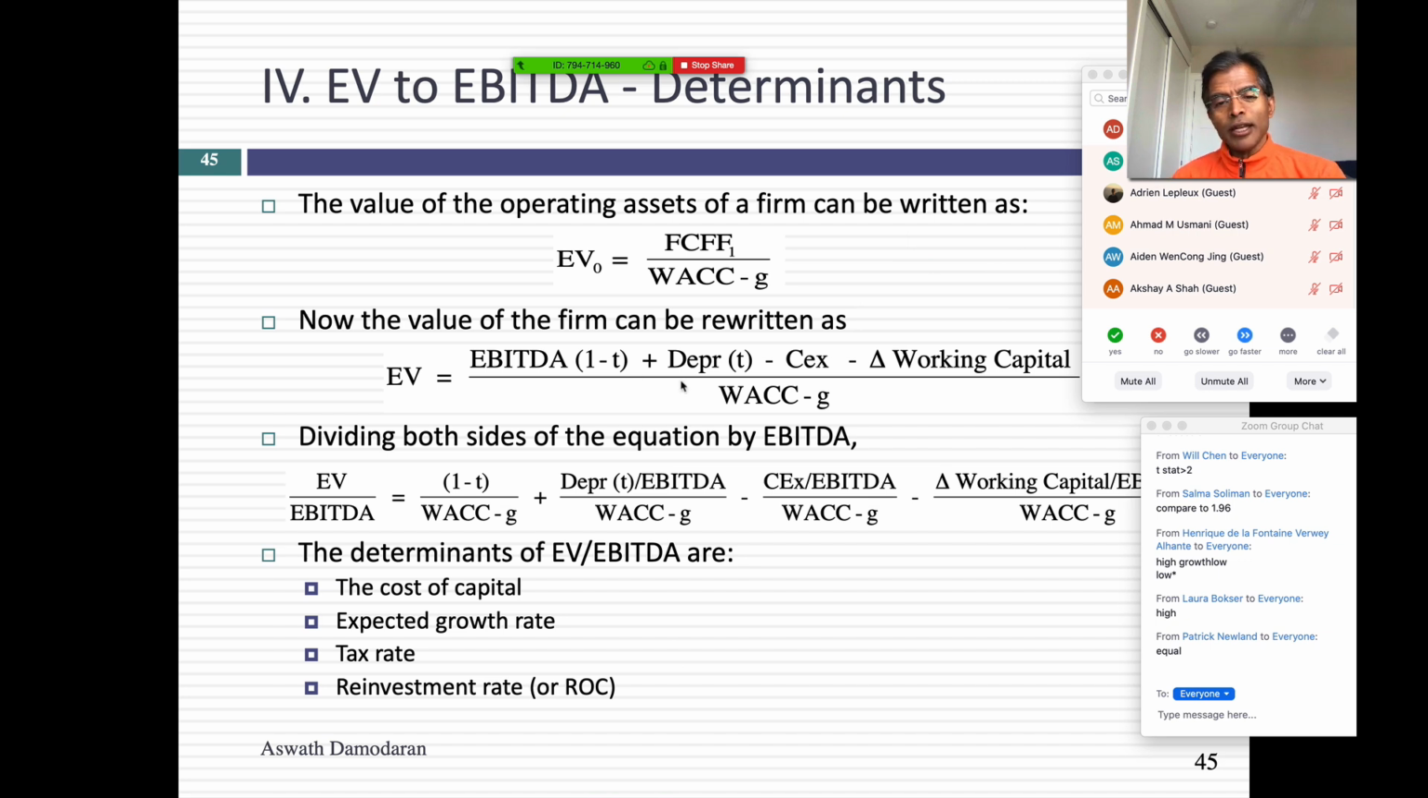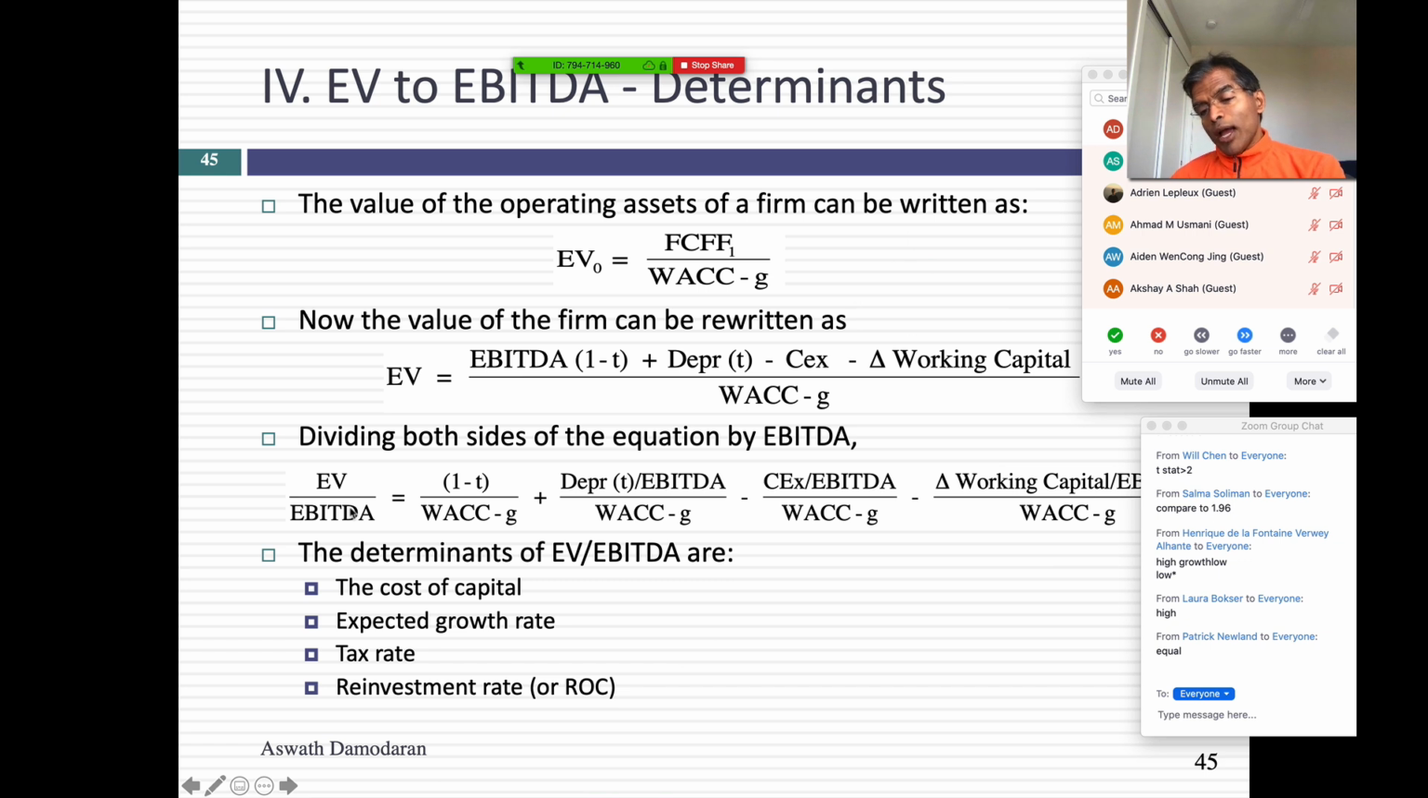So I did the standard technique. I went back to an enterprise value model, free cash flow to the firm divided by cost of capital minus growth rate, the stable growth firm valuation. I broke down free cash flow to the firm into EBIT times (1 minus T), plus depreciation, minus capex, minus change in working capital. So that's free cash flow to the firm just broken out, divided by cost of capital minus the growth rate. I divide both sides of the equation by EBITDA. And when I do that, I get an equation for EV to EBITDA.